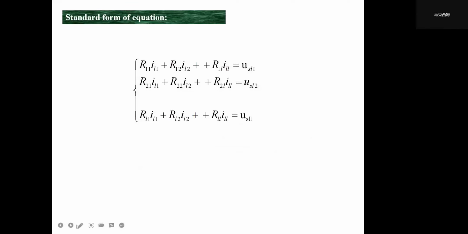See, this is the standard form of the loop current law. All the self-resistances are on the diagonal, and this one and this one are identical. So the coefficient matrix of these equations is symmetric for a linear system with no controlled sources.